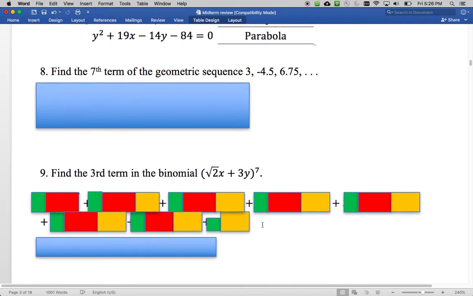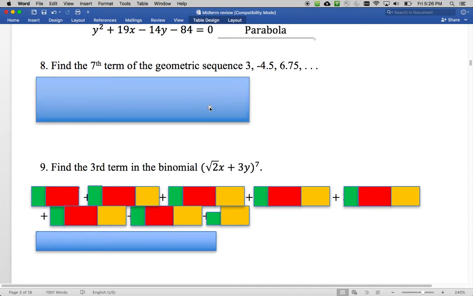For number 8, find the 7th term of a geometric sequence. This is the first 3 terms of our sequence. Now for the geometric sequence, you have to find your r value, and to do that, we're going to take any 2 terms that are side by side, and it's going to be the second term divided by the first term. So we're going to do -4.5 divided by 3, and for a rate we get -1.5.